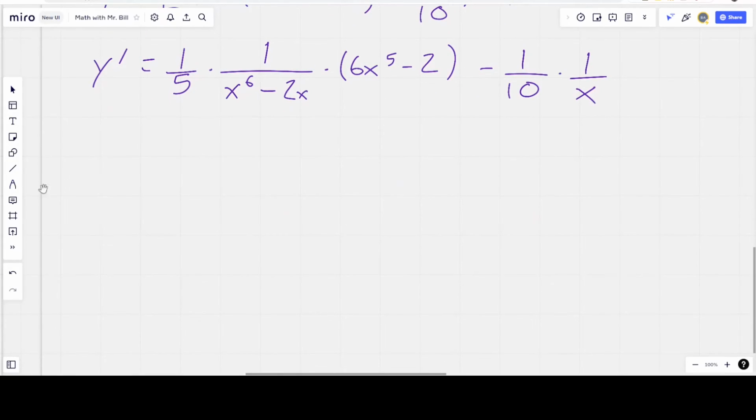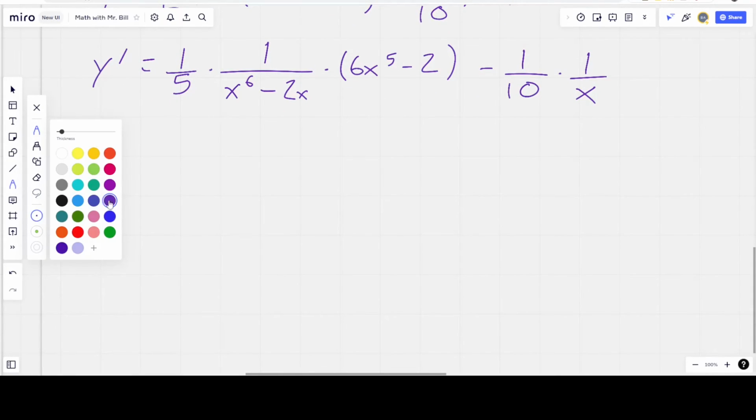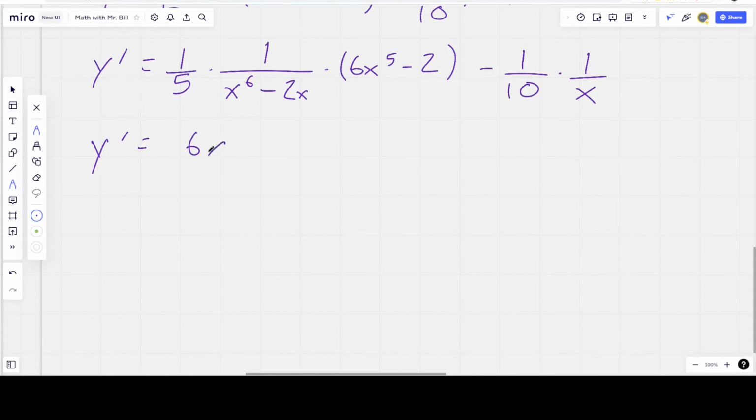So now we've got that's the derivative. I mean, there's a few things we can do to clean this up, but you could box it up and say, look, I found the derivative. Y prime, I'll do one bit of cleanup here. Y prime is equal to 6x to the fifth minus 2 all over 5 times x to the sixth minus 2x, and then minus 1 over 10x. And that's it. There's your derivative.